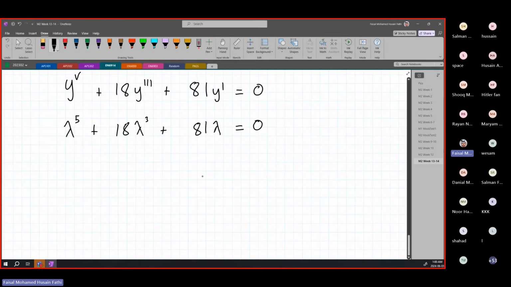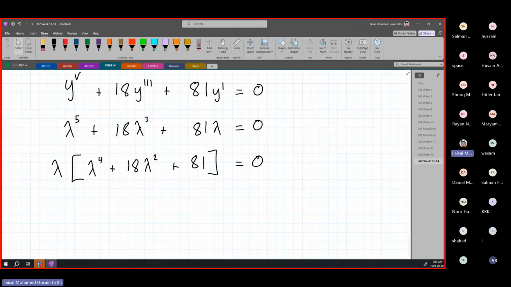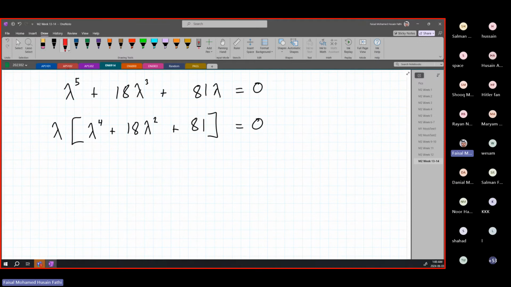Here, if you notice, we can take lambda common from the very beginning. Most of the time, if you have a fifth order, this is the case. So you're going to have lambda 4 plus 18 lambda 2 plus 81 is equal to 0. So here, right now, we can say our first root is lambda equal 0. This is our very first root. Lambda is equal to 0, or let's say lambda 1 is equal to 0.